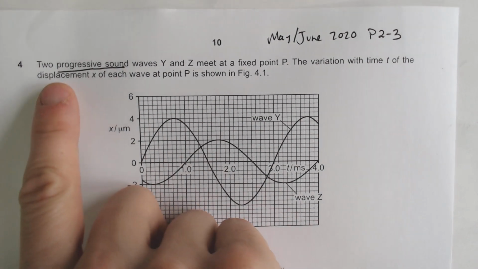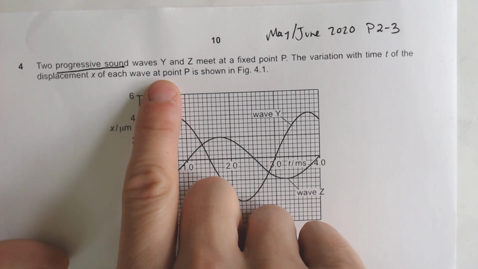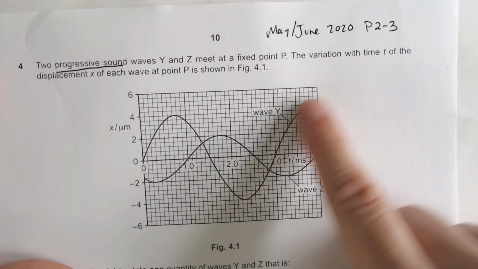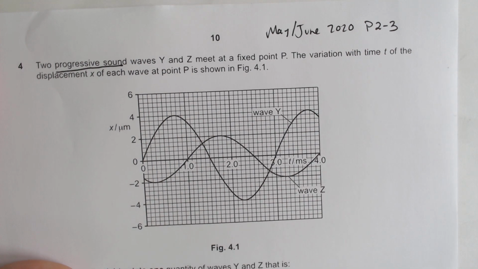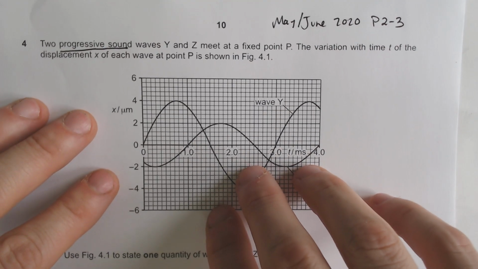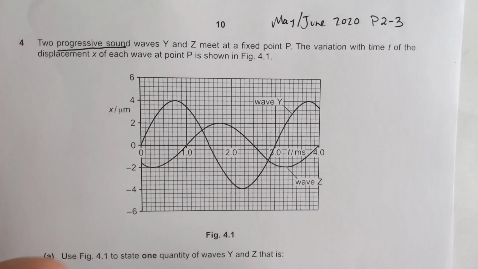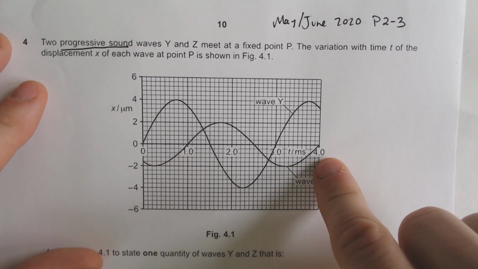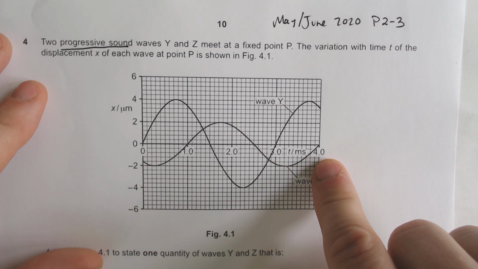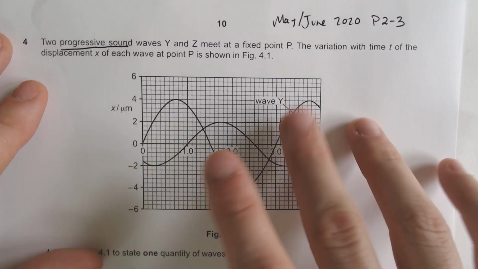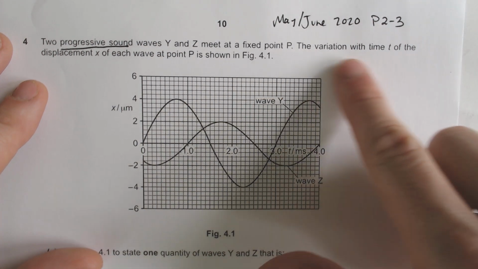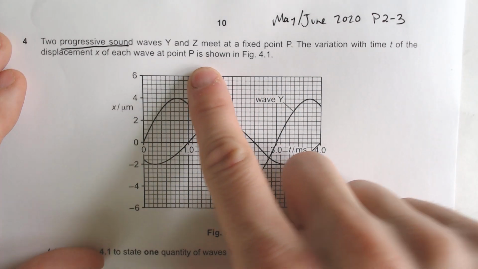Okay, so we have two progressive sound waves, Y and Z, meeting at a fixed point P. What that means is that we took a screenshot at point P and this was all occurring at this location. Don't get too in depth with that idea. The variation with time and displacement is shown in figure 4.1.